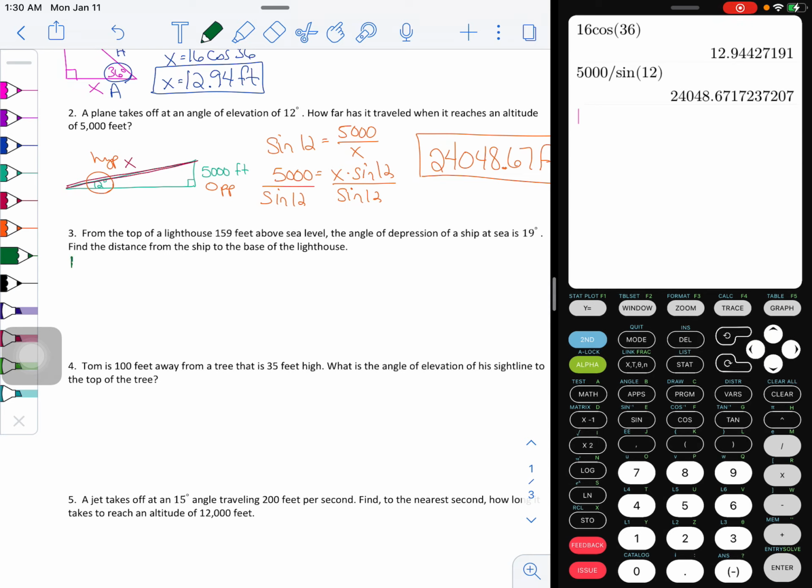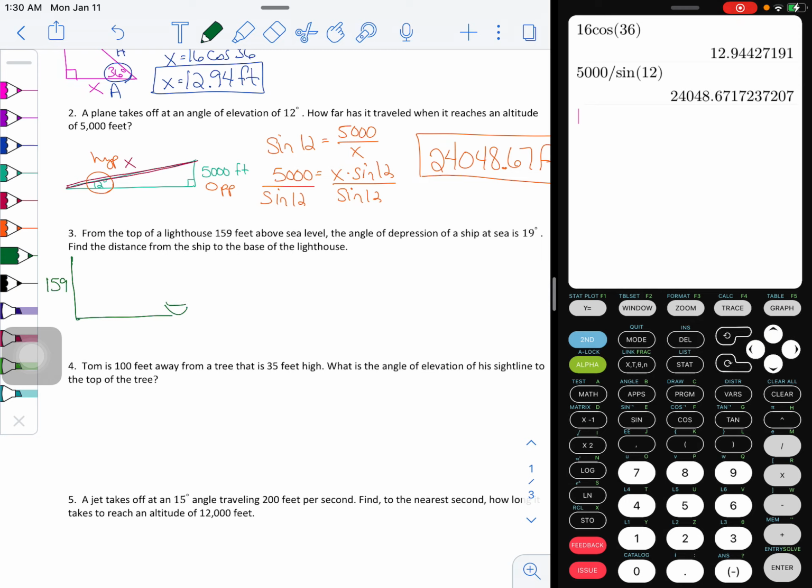All right, number 3, from the top of a lighthouse, 150, I'm going to just start putting my picture in place. So there's my lighthouse. No, it's not artistic. I don't really care. Again, if you want to spend some time and de-stress by drawing a lighthouse, you go for it. All right, so 159 feet above sea level.